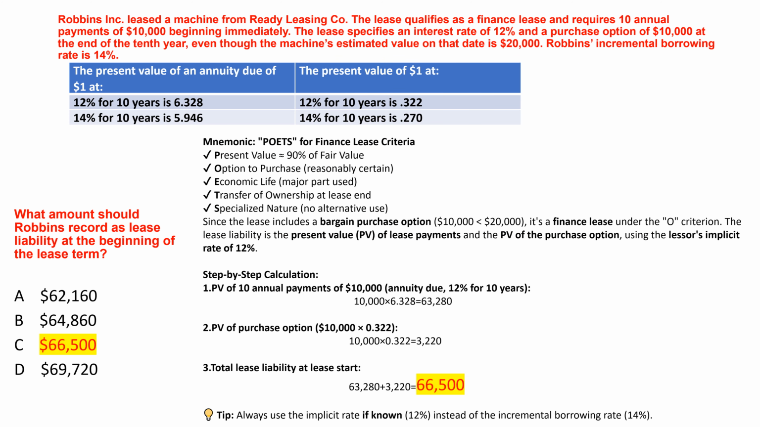To determine lease liability, remember POETs. This qualifies as a finance lease due to the bargain purchase option. We calculate the lease liability in 3 steps. Present value of lease payments, $63,280, using the annuity due factor, 12%. Present value of purchase option, $3,220, using the single sum factor, 12%. Total lease liability, $66,500, sum of both values. Since we use the implicit rate of 12%, the correct answer is $66,500, option C. Always use the implicit rate if known instead of the incremental borrowing rate.